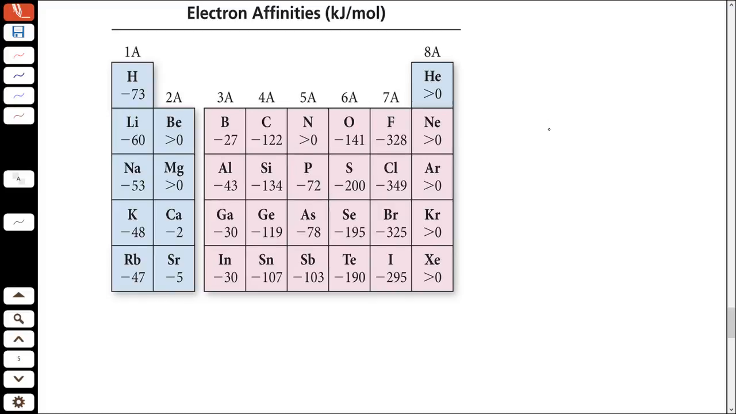My guess is it has to do with the specific energies of the p orbitals in that shell and the degree to which those energies are stabilized by having extra electrons in them. But we'll look it up and we'll find out for sure because that's an interesting question.